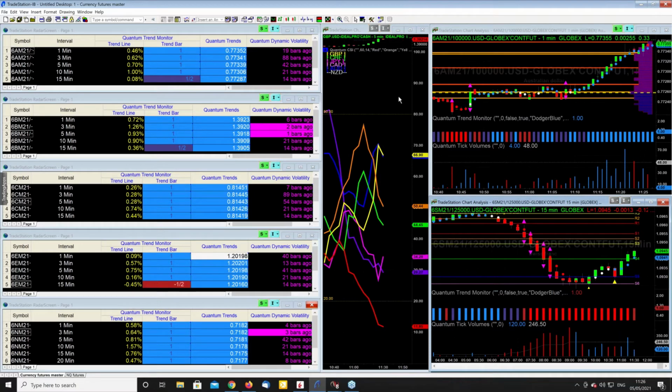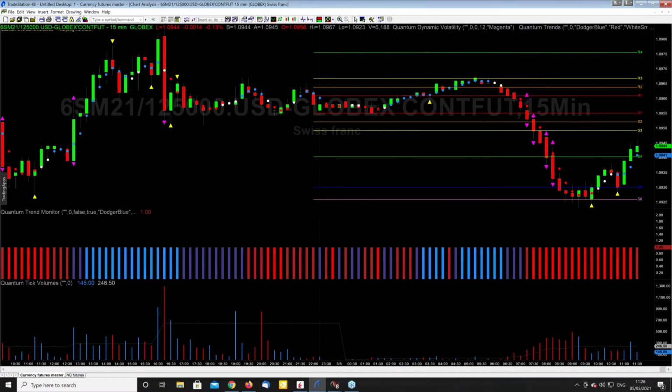What I've got set up here are all the currency futures. I've got the 6A, the 6B, the 6C, the 6D and the 6N. So it's basically Aussie dollar, pound dollar. This is CAD dollar, not dollar CAD. This is euro dollar, and this is New Zealand dollar. But down on the bottom right here, I've got, let's move that out of the way again. This is the Swiss dollar, not the dollar Swiss.